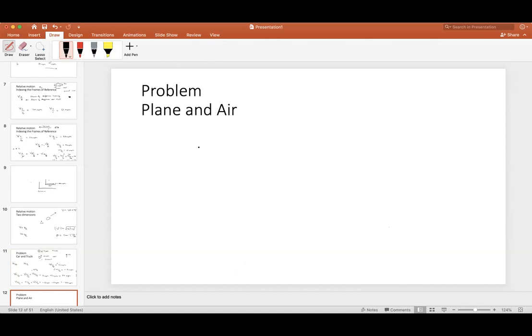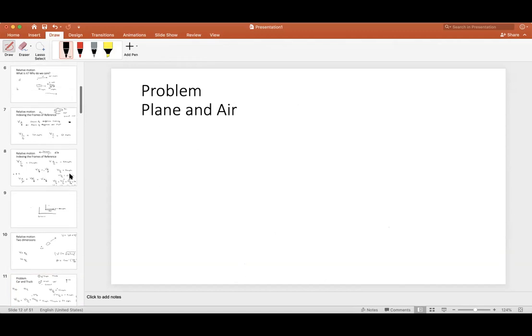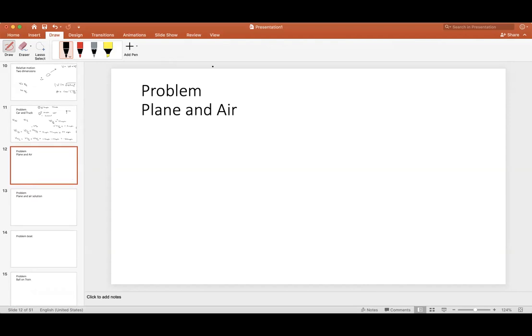There's a couple problems in your book that do this pretty well. I like this problem. This problem does make things a little bit more complicated. But most of the time with these problems, it's really figuring out what you are talking about. So this says that a plane, there's a wind moving at a speed of, I would have to look this up, sorry.